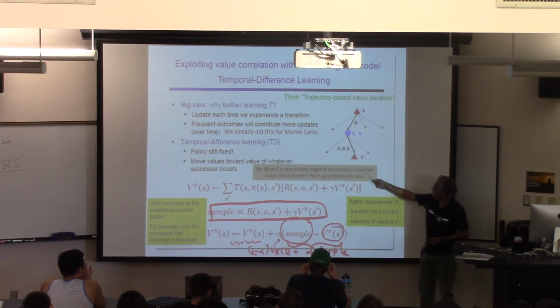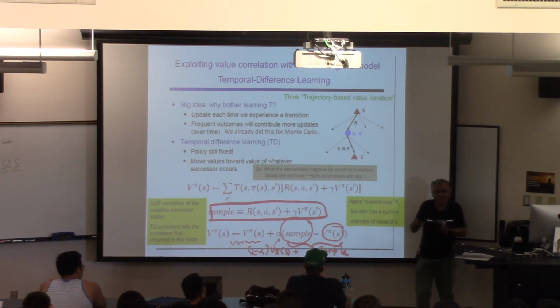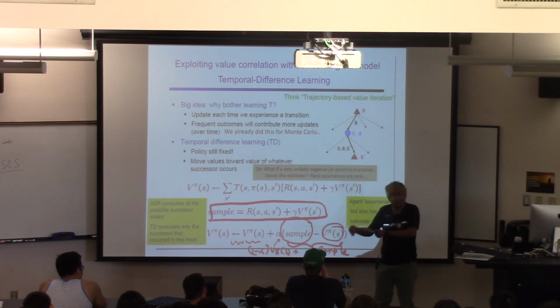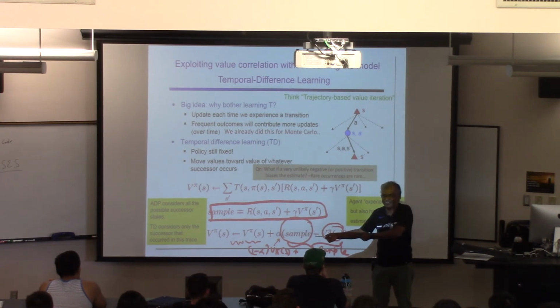What if a very unlikely negative or positive transition biases the estimate? Well, it can't bias because rare occurrences are by definition rare. Do you see what I'm saying?